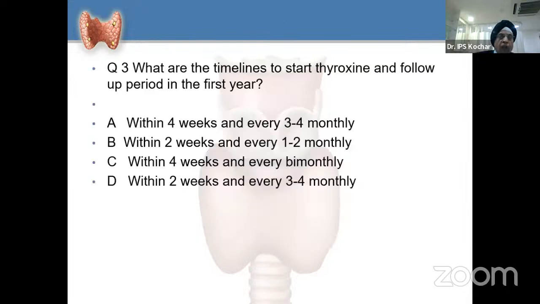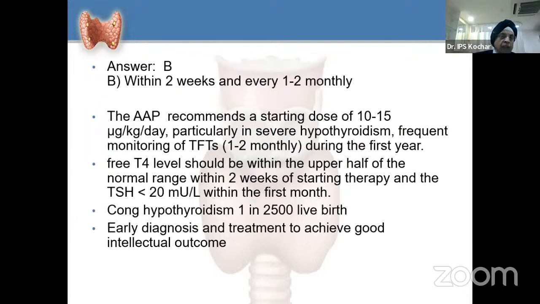Okay. So what are the timelines to start thyroxine, and how do you follow up these patients? You must try to start the medicine within 2 weeks and follow up every 1 to 2 months. Initially 1 to 2 monthly within the first 3 to 4 months, and after that 2 monthly, and after 1 year you can use every 3 monthly follow up. This is very important to understand because it makes a lot of difference. Early diagnosis and treatment achieve a good intellectual outcome.